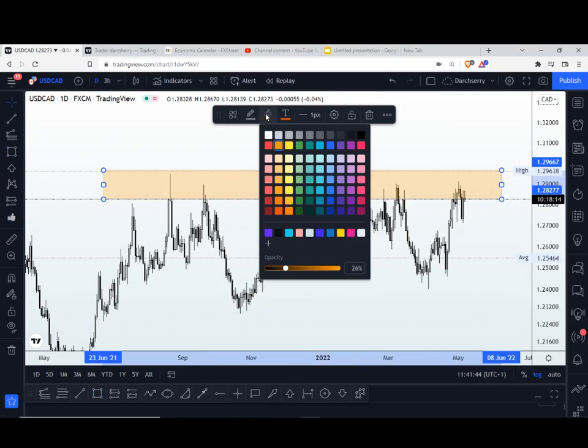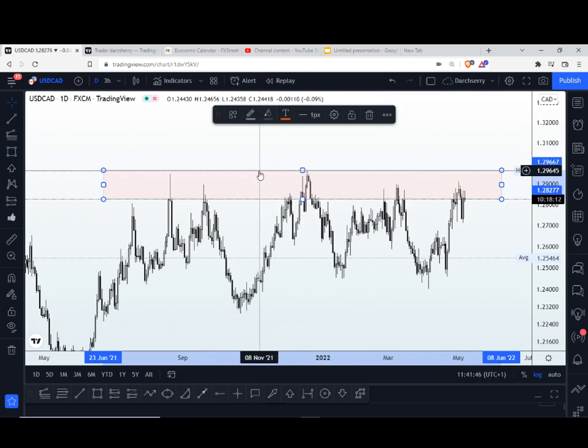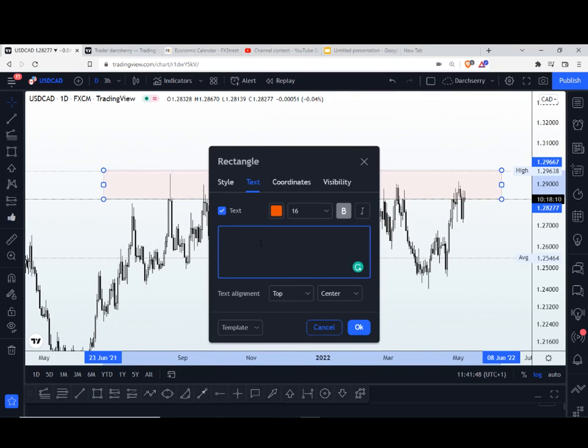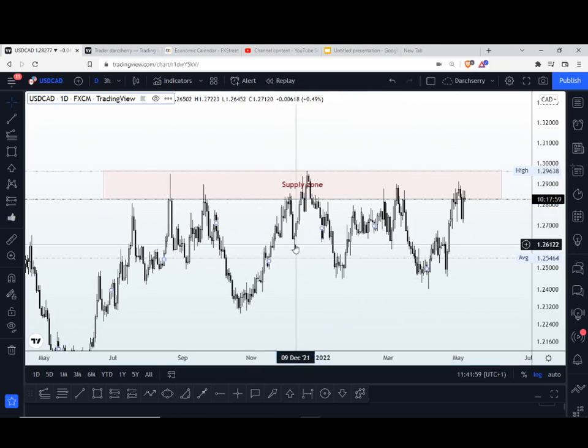And what do we mean by it being a supply zone? First of all, let us label this supply zone. Give me a moment, please. Let's make it red, and then we have it right in between. So good, we have a supply zone. Why do we call this a supply zone?